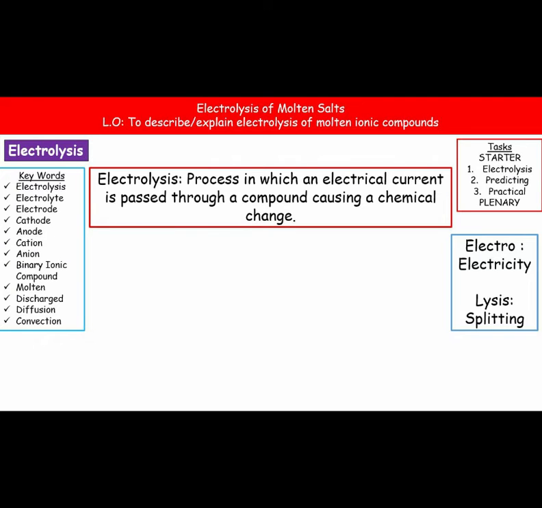Now, before we can really go anywhere on this, we need to understand what the word electrolysis actually means. Now, electrolysis, if we're asked for a definition, is the process in which an electrical current is passed through a compound, causing a chemical change. Now, break the word down, because if we look at scientific words, there's quite a lot of logic in there. So if we break that down into the 2 parts, the first bit being electro, then that's to do with electricity. Lysis just means splitting. So we're splitting using electricity.